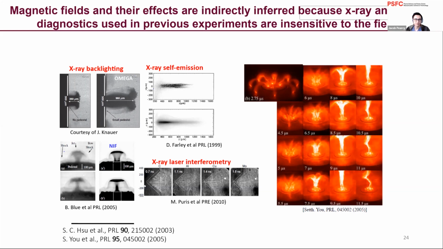But yeah, so the diagnostics shown here include X-ray backlighting, where X-rays are simply sent through the plasma and they give you some idea of the density where they don't propagate, or X-ray self-emission, which is just where the plasma itself is hot enough and dense enough to produce these X-rays, or X-ray interferometry, which also gives an idea of the density. Or on the right here are optical self-emission, which is basically the same thing as the X-ray self-emission, just not as hot.